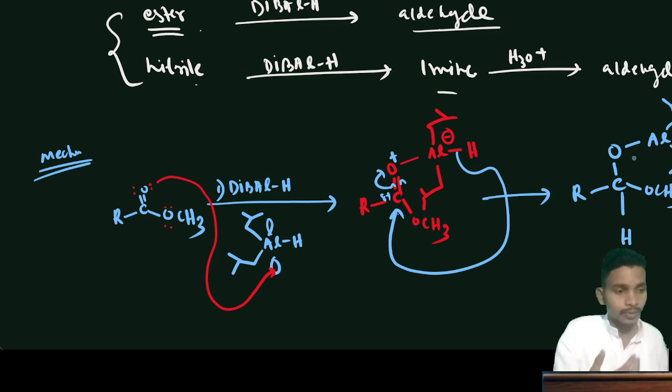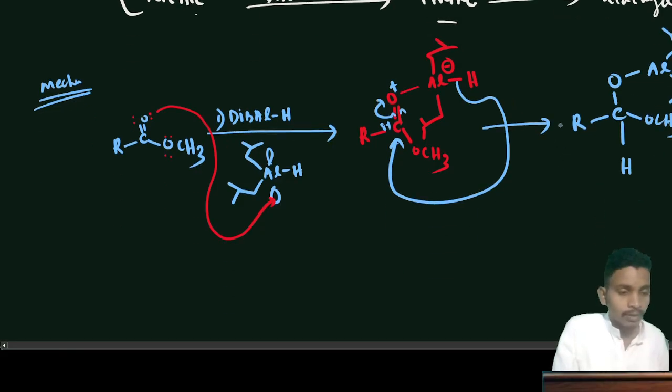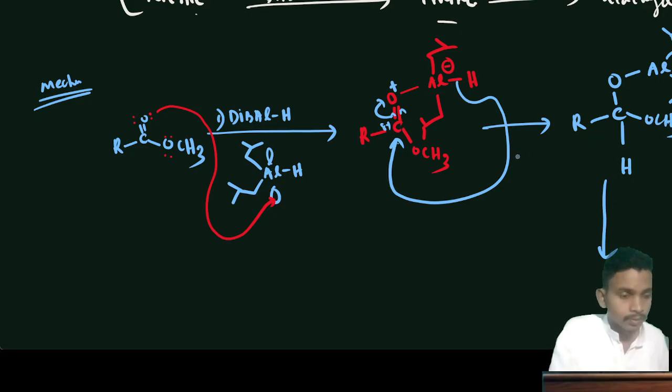Okay, this type of bonds. So again it becomes 3 bonds. Now what we will do, since the hydrogen atoms are not present, is hydrolysis. If you do that hydrolysis, so acidic hydrolysis we will do.